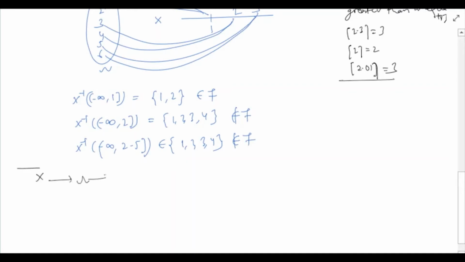A function X from Omega to R such that the pre-image of minus infinity to x is part of the event space for all x in R is called a random variable.